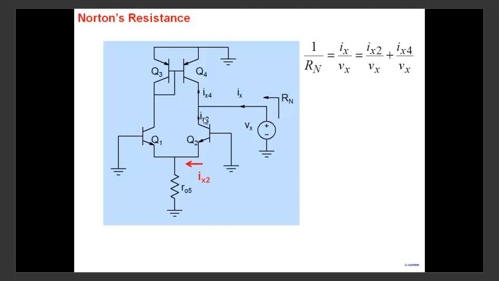Let's focus on IX2. So IX2 starts here. This is the collector current. And base currents are small, so these are in active mode. So IX2, the current that starts here flows here. Now once it comes here, note that it has a choice of flowing either through R05 or going into Q1. Where will it go?